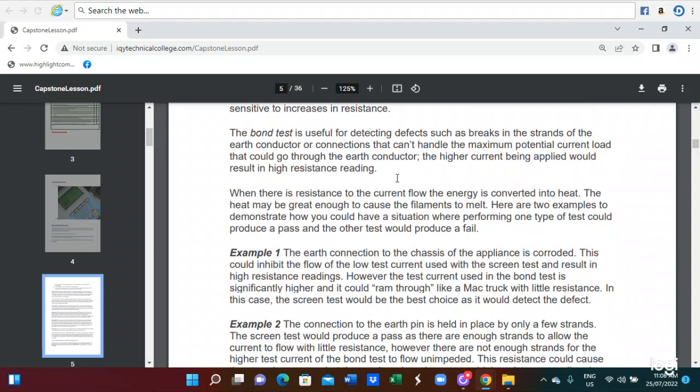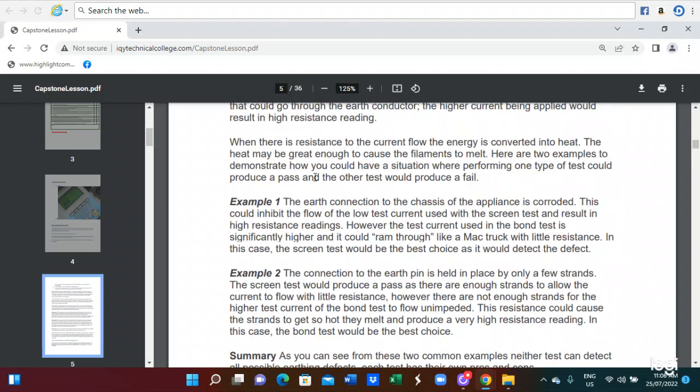We want to utilize the bond test because it is useful for detecting defects, for example a break in the strength of the earth connection that can handle the maximum potential current. So in this case, you also need to check the bond test. There may be resistance to the current flow, converting energy to heat. Therefore, the heat may be great enough to cause the flammable material to melt.